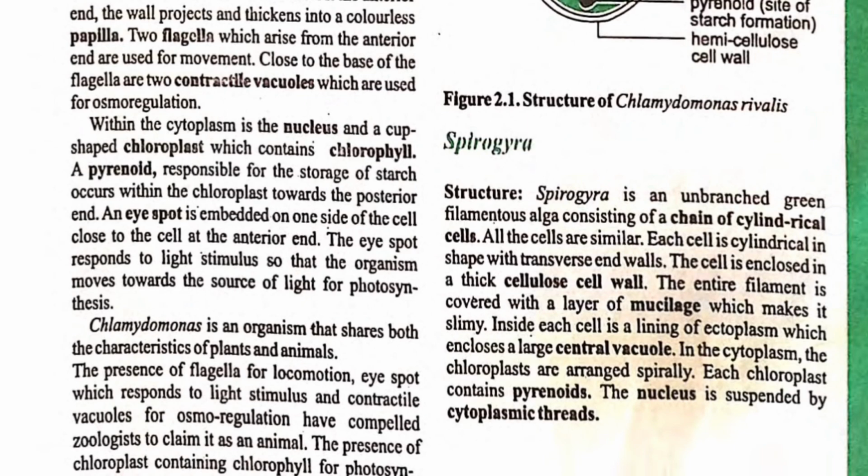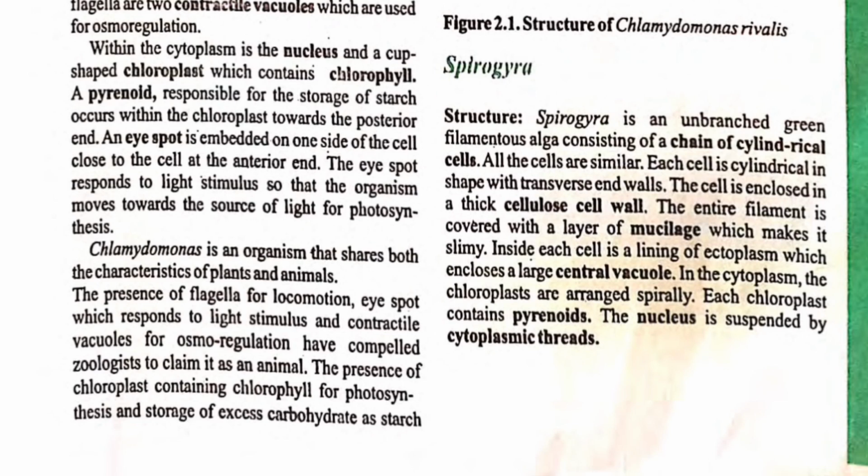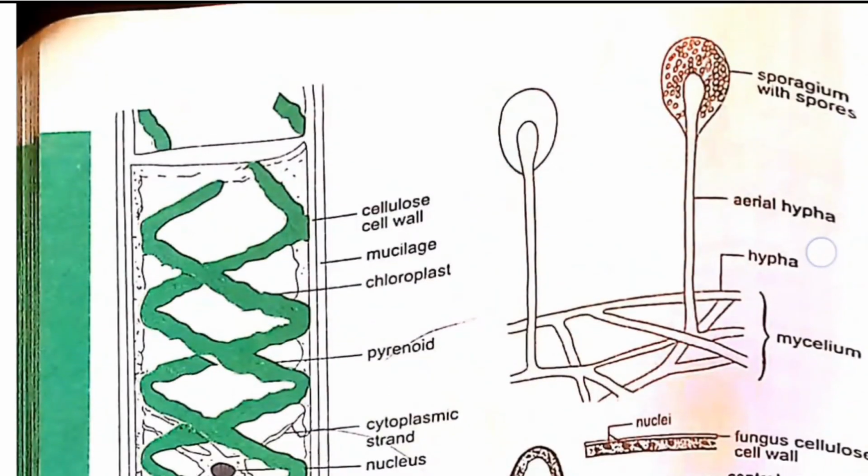The cell is enclosed in a thick cellulose cell wall. The entire filament is covered with a layer of mucilage. Mucilage is like a gluey kind of layer, which makes it slimy. Inside each cell is a lining of ectoplasm, which encloses a large central vacuole. In the cytoplasm, the chloroplasts are arranged spirally. We'll look at the diagram. Each chloroplast contains pyrenoid. The nucleus is suspended by cytoplasmic thread. Take note, the nucleus is suspended by what? Cytoplasmic thread. Now let us look at the diagram of this Spirogyra.